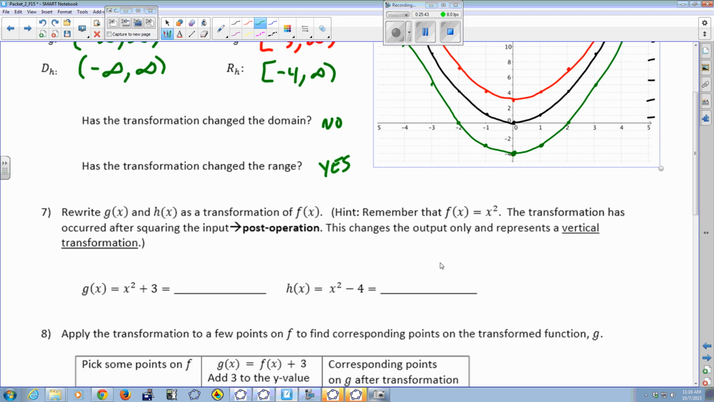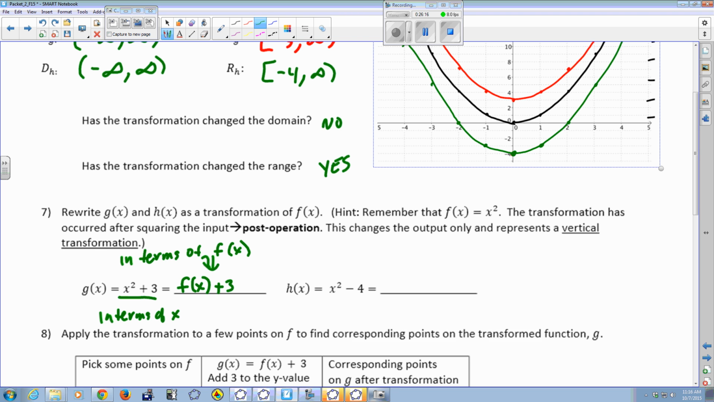So how could I rewrite g of x in terms of f of x? That's the language we use, in terms of f of x. Right now, g of x is written in terms of x. So this is in terms of x. We want to write it in terms of f of x. So how would I write that same expression, x squared plus 3, but using f of x? Ben? F of x plus 3.